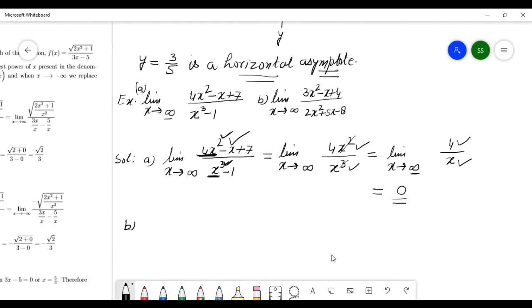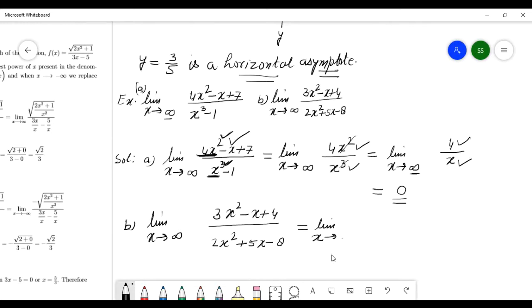Number B. Limit as x goes to plus infinity of 3x square minus x plus 4, divided by 2x square plus 5x minus 8, is equal to what?